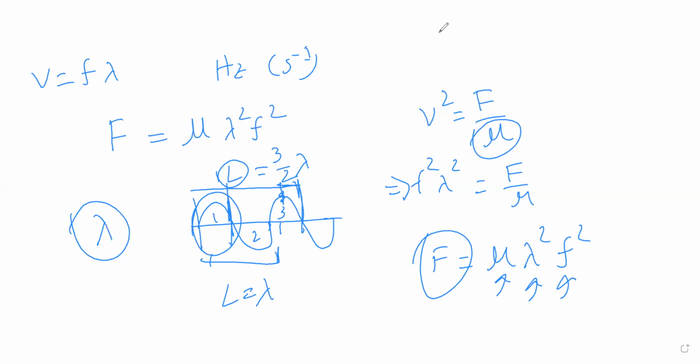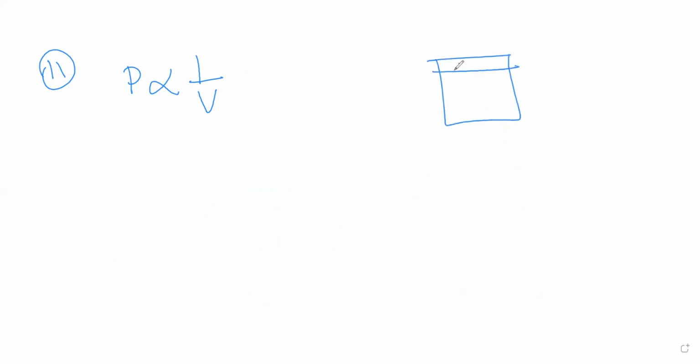Now we are going to discuss our next and last topic, which is Boyle's law. 11, Boyle's law. In Boyle's law, we know the pressure is proportional to 1 over volume. What does that mean? If we have a jar and there is some gas or some atoms, if we decrease the volume, then pressure will increase. If we increase the volume, pressure will decrease.